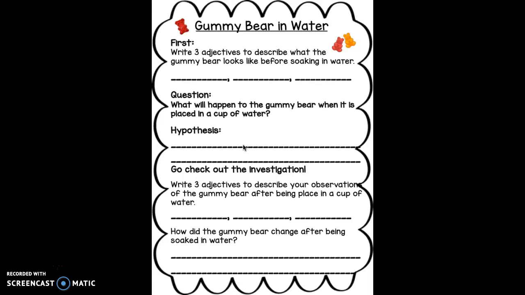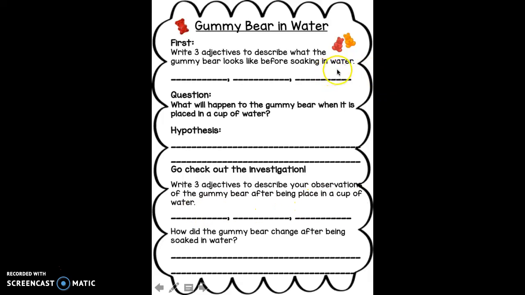Now once you've done that, you should have everything filled out up here. Now you're going to go check out the investigation. So you're going to look at the cup of water with the gummy bear in it, and you're going to observe again, but this time you're going to observe the gummy bear in water. So you're going to write 3 adjectives to describe your observations of the gummy bear after being placed in a cup of water. So what are 3 words you could describe?